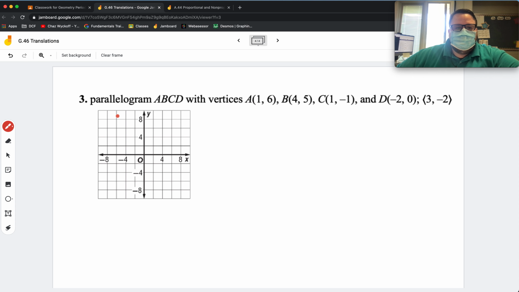So you are going to do parallelogram ABCD. The first thing you're going to do is plot your points A, B, C, and D. And then your vector is (3, 2), so that means right 3, down 2.